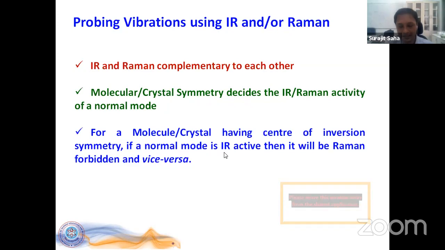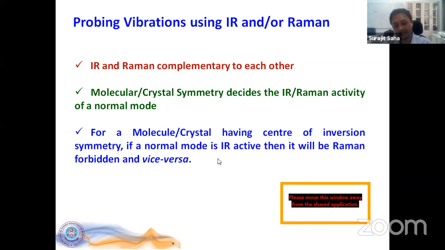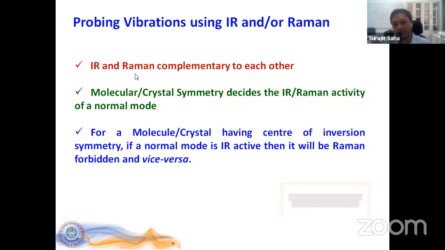And in case the molecule or the crystal has a center of inversion symmetry, any particular mode, if it is IR active, will not be Raman active. That means it will be Raman forbidden, and vice versa. If a mode is Raman active, it will not be IR active. So in order to complement the study on any given molecule, especially when there are constraints with the symmetry of the molecule, IR and Raman will complement each other.